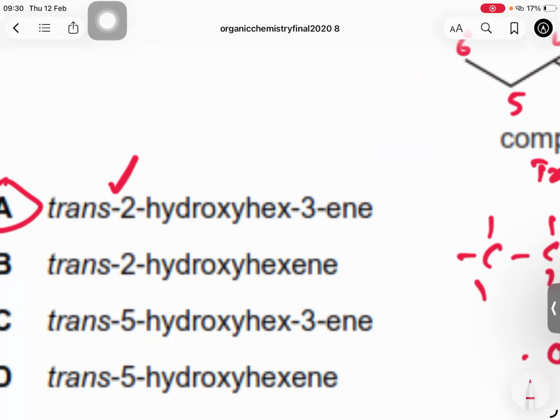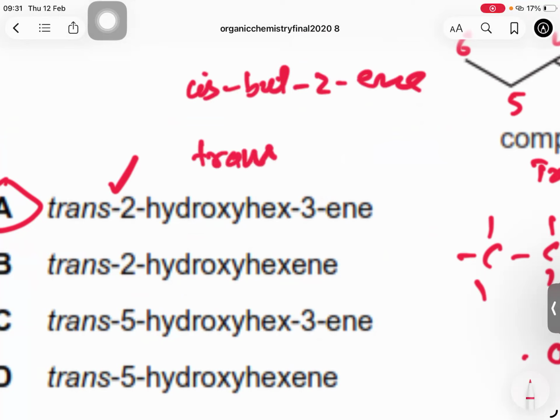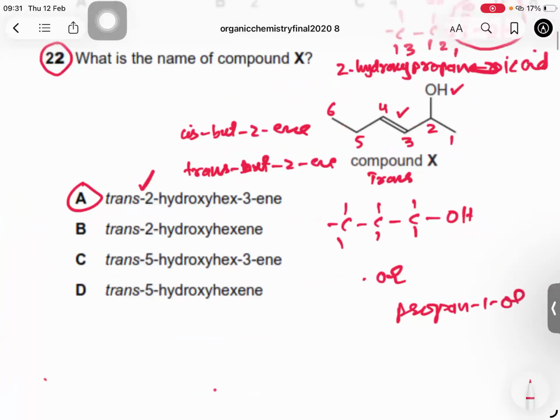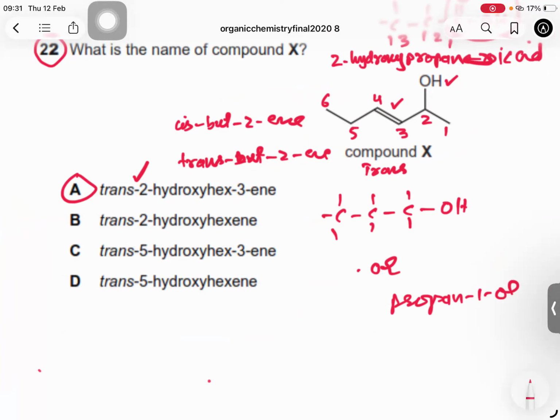Right, what I told you earlier, you still have to write: cis, thank you beta, cis but 2-ene. You have to write like this: trans but 2-ene. Okay, please draw this and write the name of this. Right, so it's a part of the notes as well. Okay.